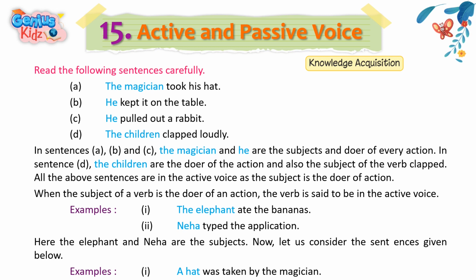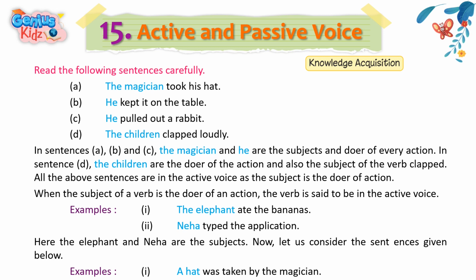In sentences A, B, and C, the magician and he are the subjects and doer of every action. In sentence D, the children are the doer of the action and also the subject of the verb clapped. All the above sentences are in the active voice as the subject is the doer of action. When the subject of a verb is the doer of an action, the verb is said to be in the active voice.